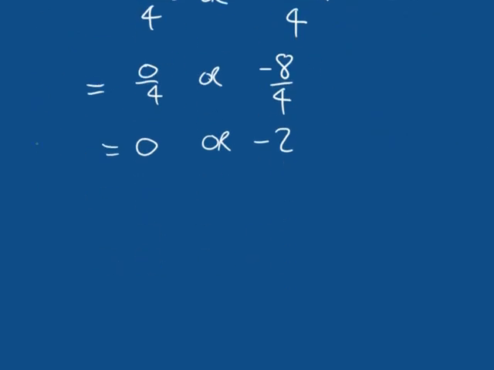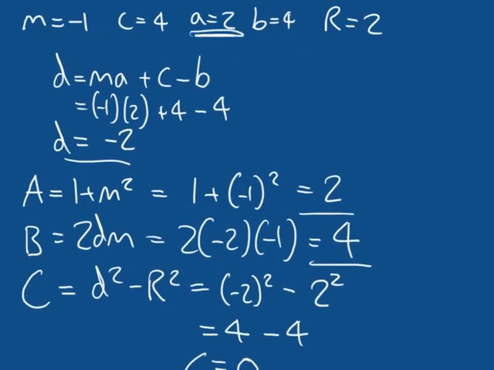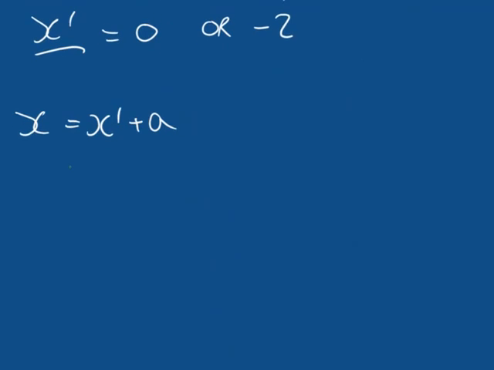Now again, we must recall this is x dash, so to find x, we take x dash and we transform it back to the original problem by adding a. If we scroll all the way on up, a is equal to 2. That means we need to add 2 to both of our possible x coordinates.